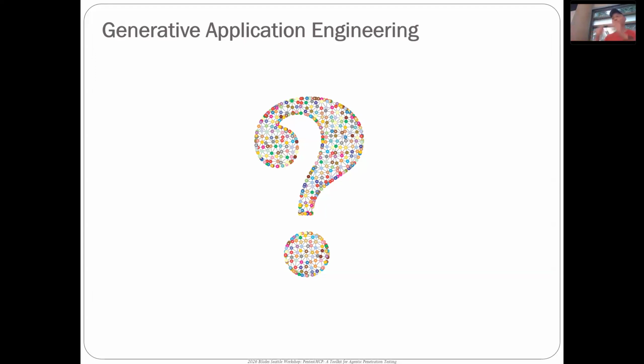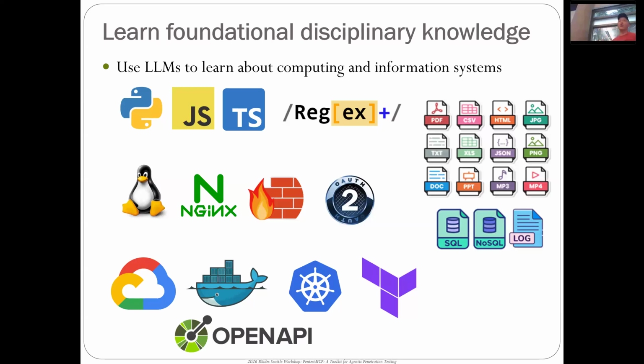If you look at these labs that I point you to, there's a whole bunch of stuff where they are learning foundational disciplinary knowledge. They are learning different things about programming languages, regular expressions, different systems like Linux, web servers, firewalls, OAuth 2. They're looking at infrastructure stuff. So they're learning about Google Cloud, Docker containers, Kubernetes manifests, Terraform, and OpenAPI specs. And they're looking at all the different document formats, because when you're doing your RAG application, you have to know about all of them.